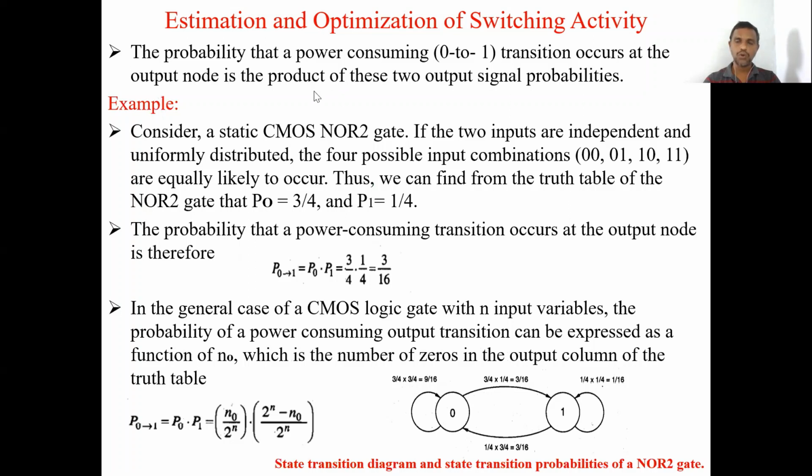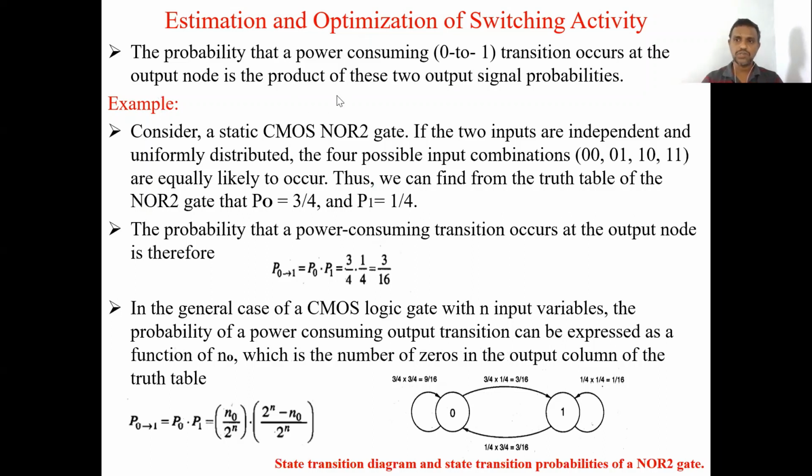That is how you can estimate the power consumption transitions or the switching activities taking place at the output side. That's what is in our heading, estimation and optimization of switching activity, which we will see after this. But here we have the estimation of switching activity, or the estimation of the probability of power consuming transition at the output side, that is equal to the product of the two output signal probabilities.